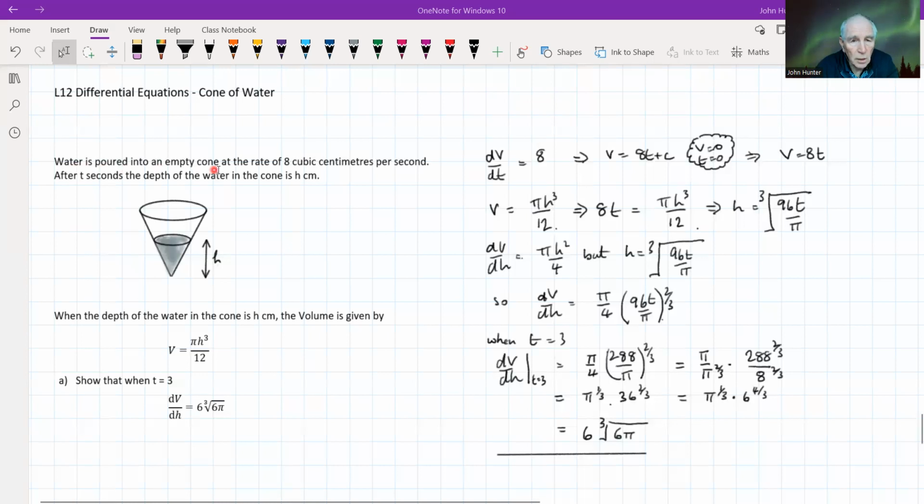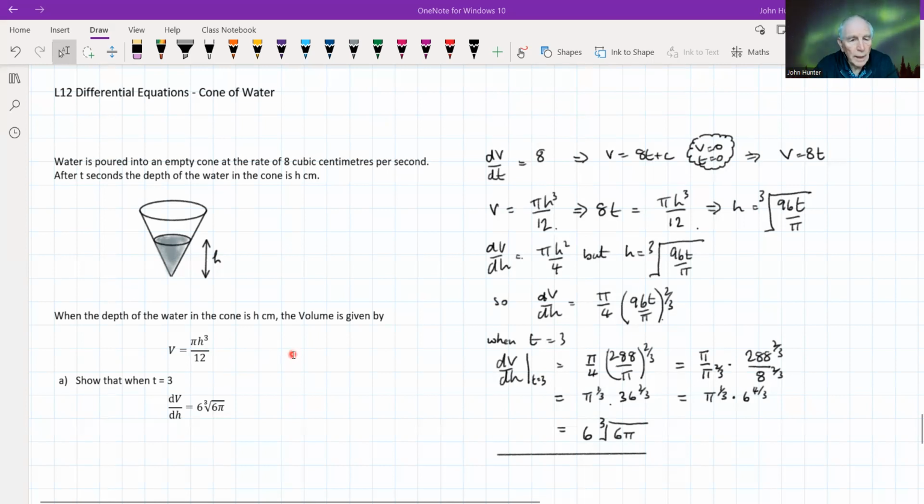Water is poured into an empty cone at the rate of 8 cubic centimeters per second. After t seconds, the depth of the water in the cone is h centimeters. So you see, it starts off empty, and then we fill it up, and that's the rate of change of the volume. When the depth of the water in the cone is h centimeters, the volume is given by this equation: V equals pi h cubed over 12. We'd probably recognize that as one of the standard volume formulas.